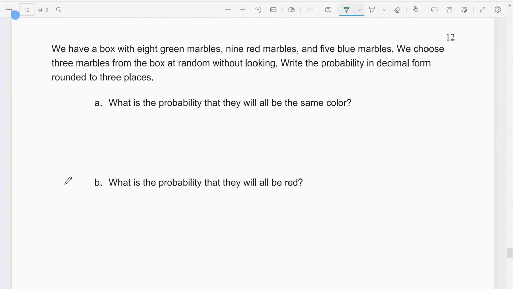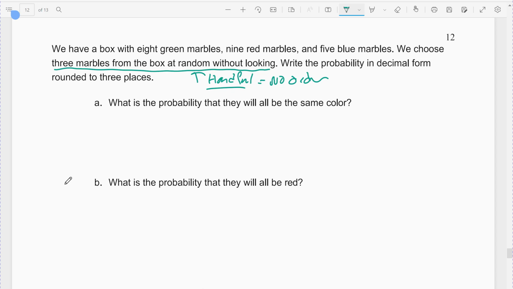Alright, we have a box that contains 8 green marbles, 9 red marbles, 5 blue marbles. We choose 3 marbles from the box at random without looking. This means a handful. There is no order. It's kind of like reaching into a bag of candy and just pulling out 3 at once. I'm reaching into the box and pulling out 3 at once. They were all chosen at the same time.